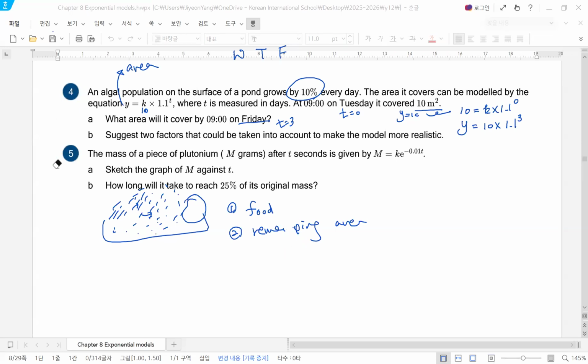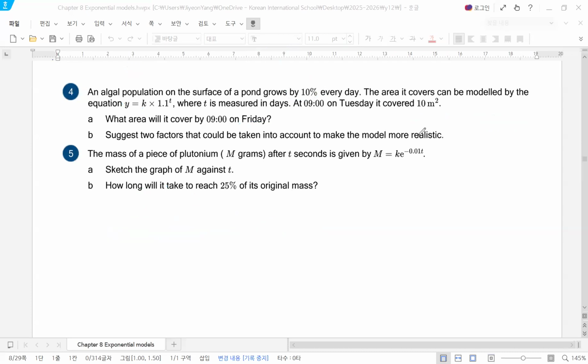Let's go to question number 5. The mass of a piece of plutonium after t seconds is given by, so it's a decay. This is a negative number, so it is decreasing. Sketch the graph of m against t. Okay, we don't know the value of k, right? In this case, just consider k as 1, the easiest one, right?